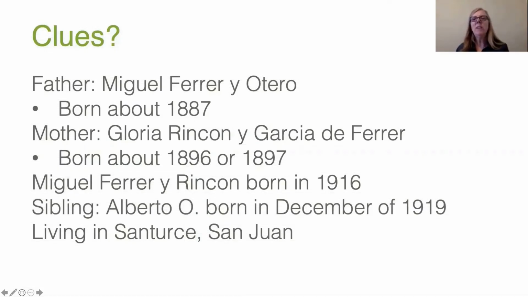So what are the clues we found in the census records? Let's take a look. We found the name of Miguel's father, Miguel Ferrer y Otero, and we know that he was born about 1887. We also found the name of his mother, Gloria Rincon y Garcia de Ferrer, and we know she was born about 1896 or 1897 based on the estimated birth year for her age as provided in the census. We know Miguel was born in 1916 or thereabouts, perhaps 1915, and we know that his brother Alberto was most likely born in December of 1919, and that the family was living in Santurce in San Juan.